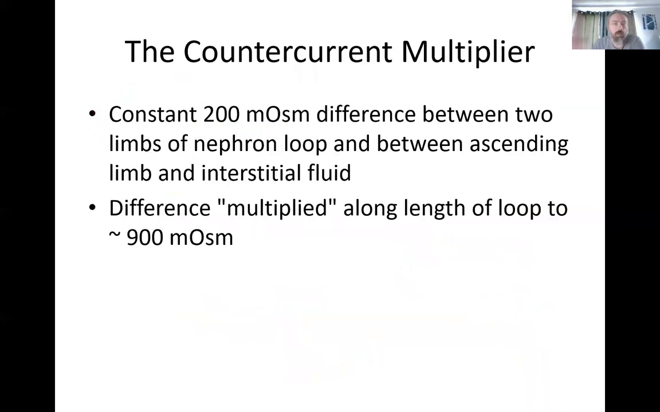The reason we call this the countercurrent multiplier is, again, from what we saw in that video, the longer this tube, the greater the difference between the two becomes when it's multiplying it along the length of the loop. Really all it comes down to.